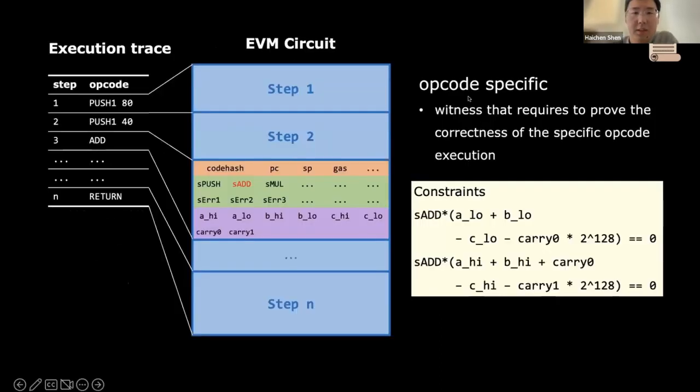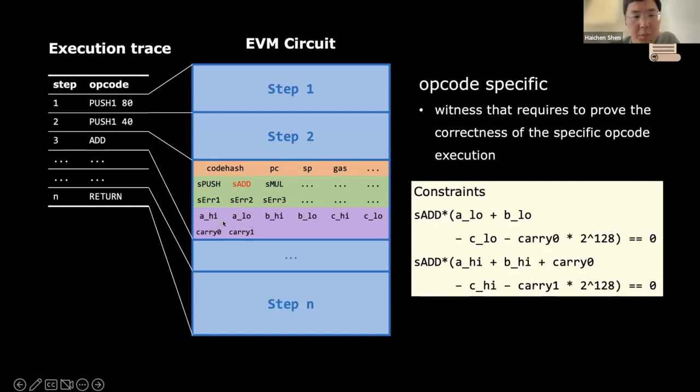Okay, so the last thing that I'm going to talk about is the opcode-specific constraints, so the witness is the last section. Inside this section, you're going to have witnesses that are very specific to each opcode, used to prove the correctness of that specific opcode. For example, for this add opcode, we can break down an EVM word into high and low, each with 128 bits. So you can represent an EVM word as a high 128 bits and a low 128 bits.